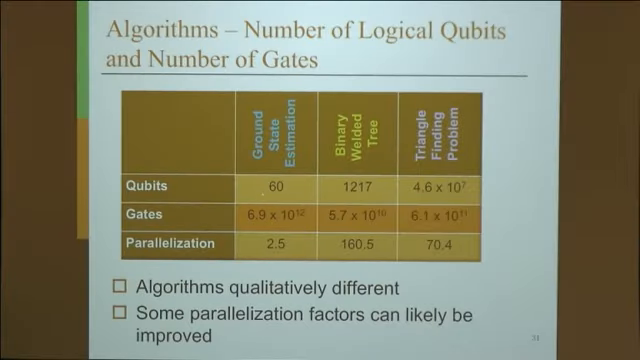So we have ground state estimation at 10 to the 12 gates. The number of qubits needed to do the calculation is 60. These are the logical qubits. And then we have parallelization factors, which tell us on average how many of the gates can be done in parallel in the circuits. In my opinion, there is scope for improvement in these parallelization factors. We don't know if we can lay out the circuits in a better way that is more parallel.